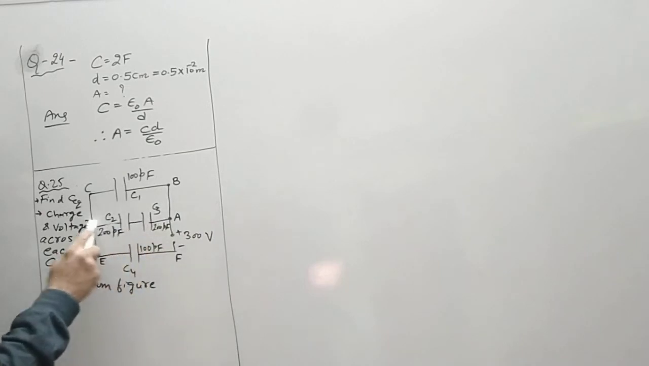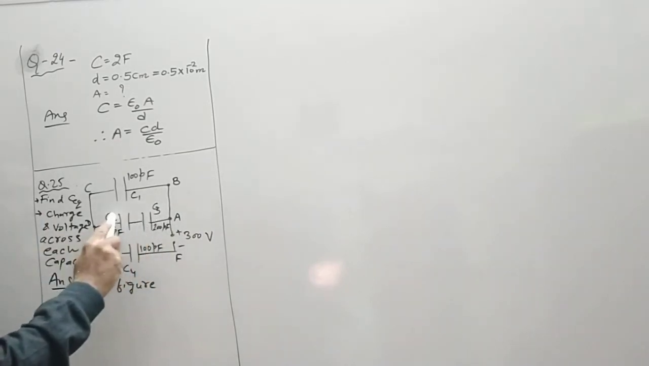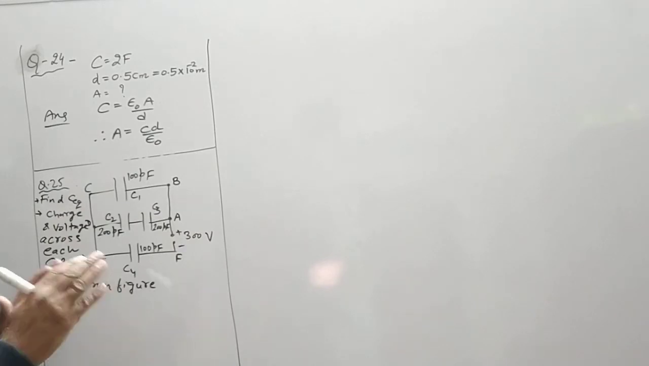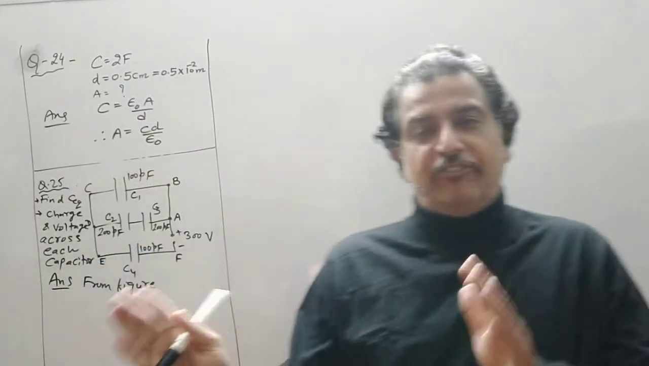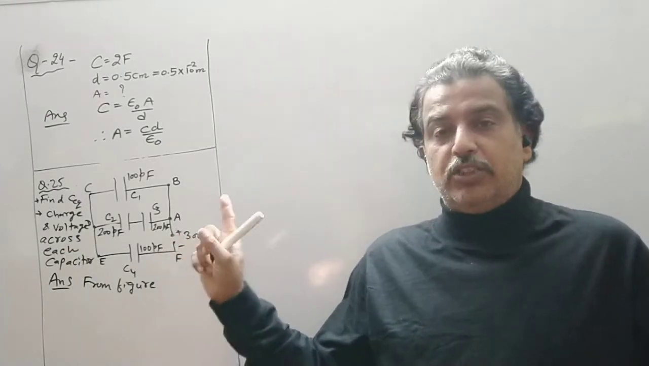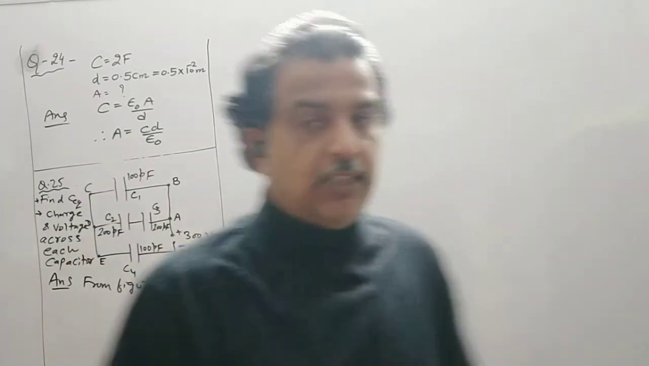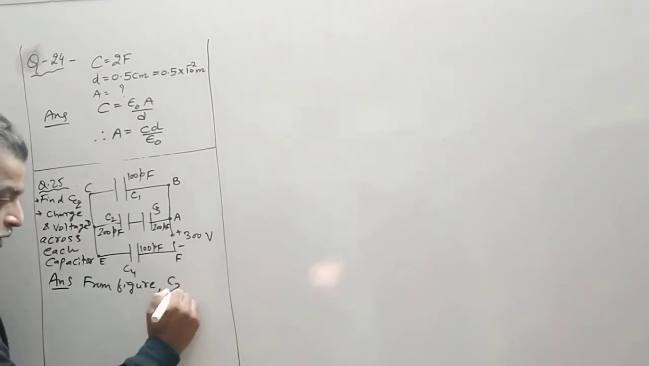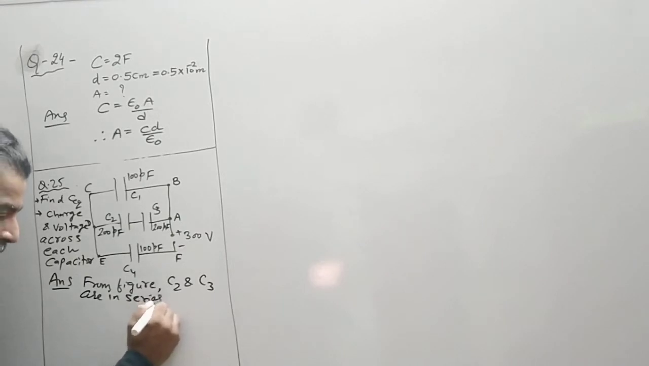Now in the path A, B, C and D, you have only one capacitor, C1. So we will solve the path which has the maximum capacitors. There are C2 and C3. If I go from A to D, I find that there is no division of the path and therefore C2 and C3 are in series. That is what we have to do in the first step. So from the figure, C2 and C3 are in series combination.